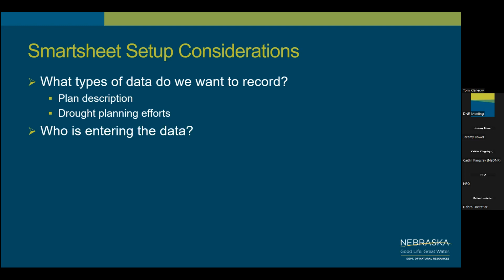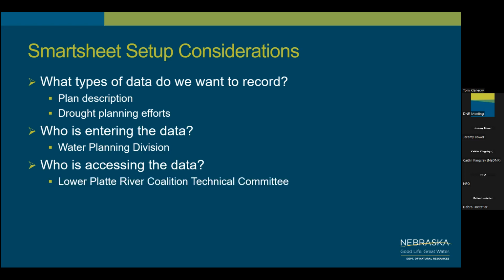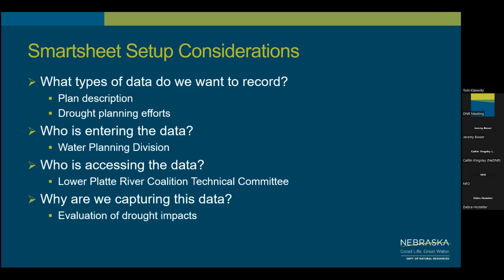Who's entering the data? Like I mentioned, it wasn't just me reviewing and entering in all of the plans. I needed to get help, and that was what the form was useful for. Who's accessing the data? So that would be the coalition, their technical committee specifically, who's later on going to be developing some drought scenarios potentially. And then why are we capturing this data? It comes down to the evaluation of drought impacts that's described in the basin-wide plan.